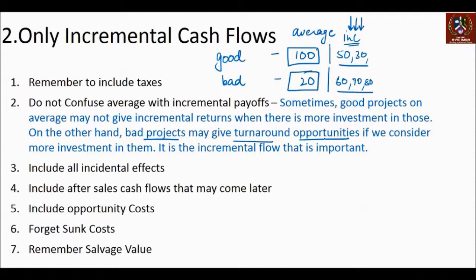So we do not confuse what has already happened or what is going on in a project at this point of time. There is a fair chance that there is a possibility of getting better payoffs in terms of incremental cash flows that we get from any kind of project, right? That's something that we need to remember.